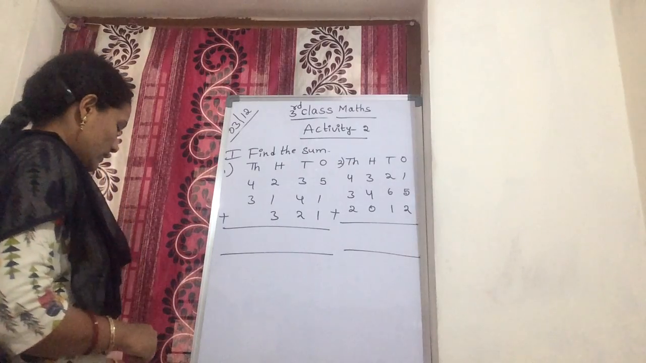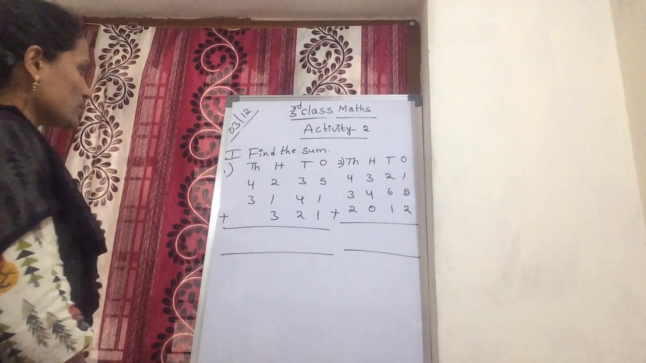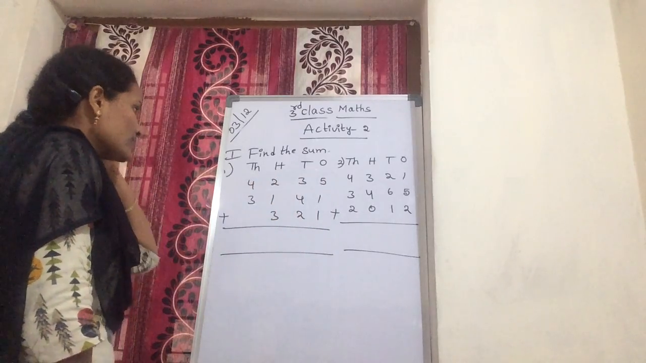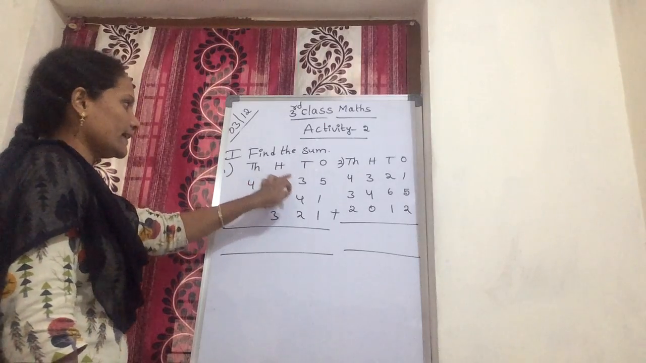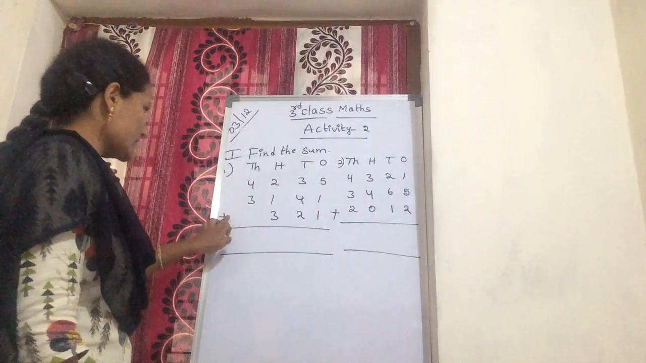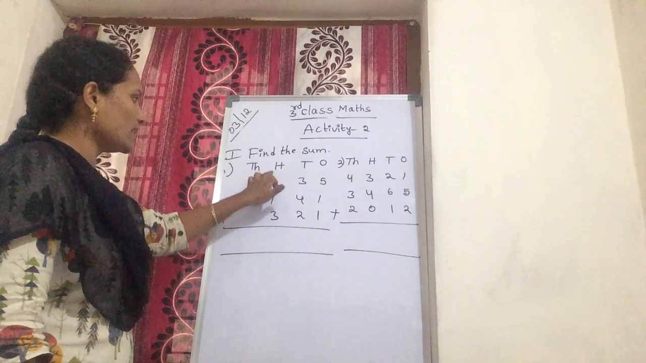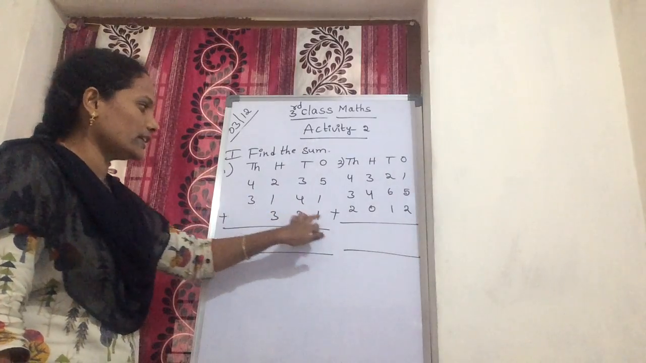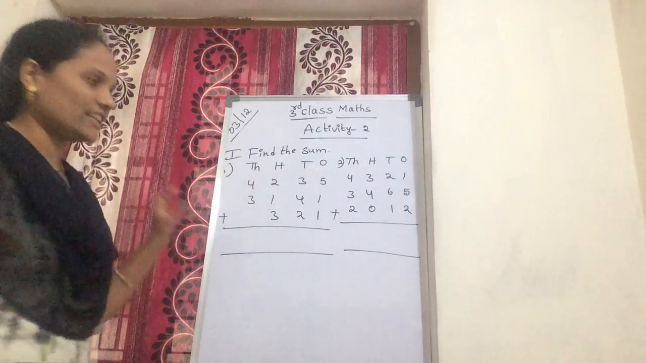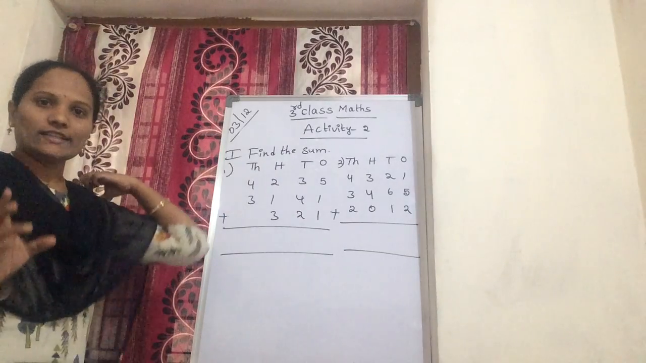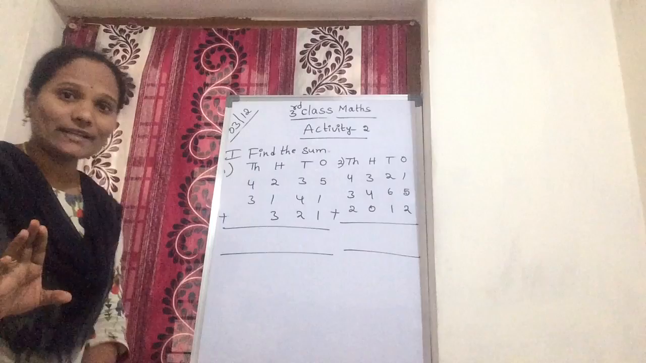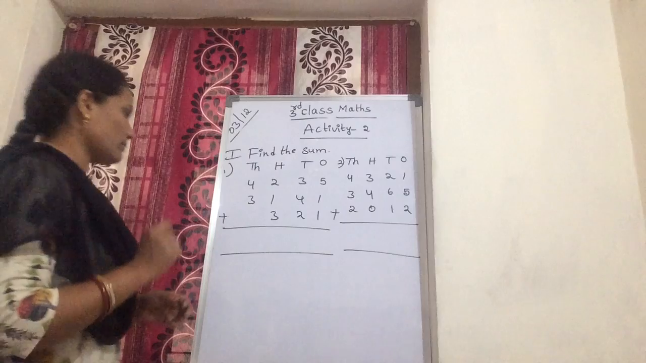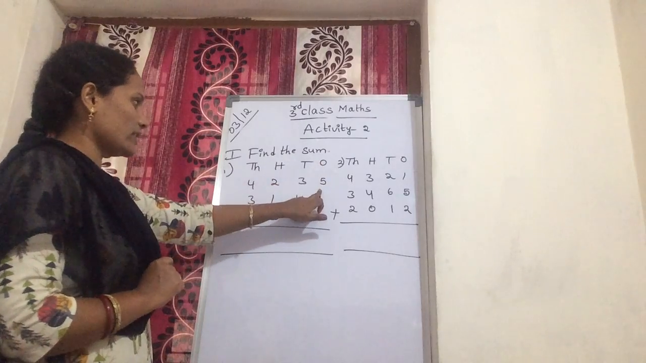Find the sum. We are getting three numbers. First, ones, tens, hundreds, and thousands. The first number is 4,235 plus 3,141 plus 321. You are adding these three numbers. Addition, subtraction, and multiplication always start from the ones. Keep that in mind. Now we start with the ones.